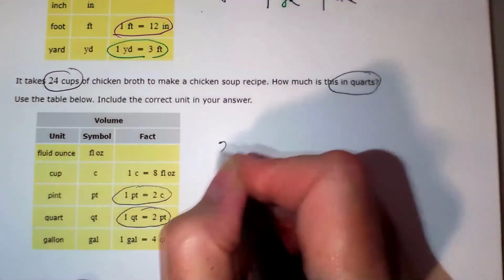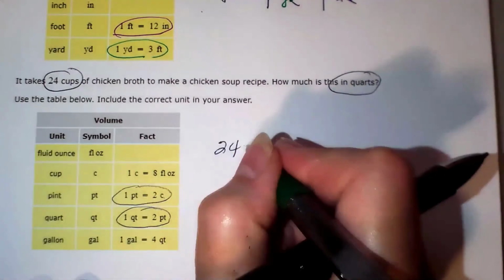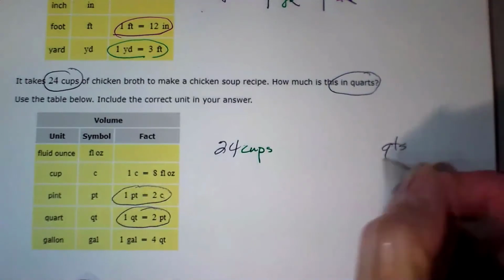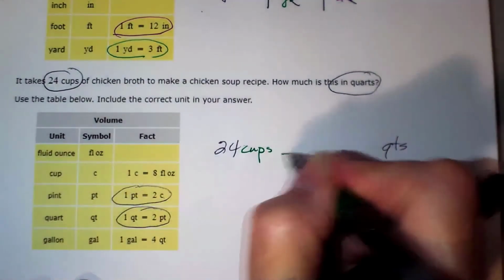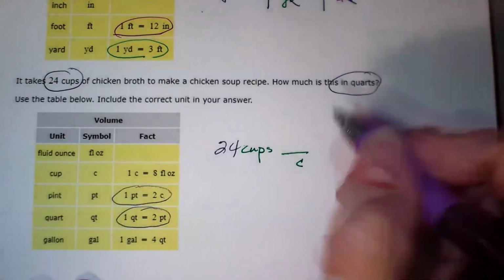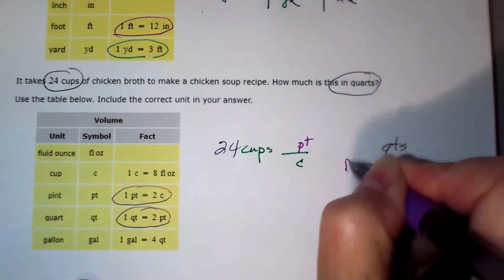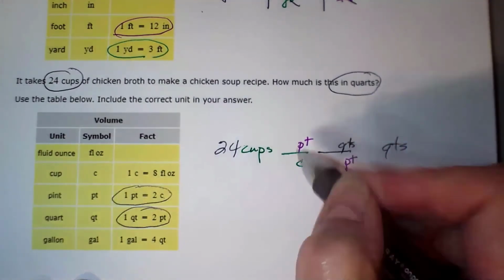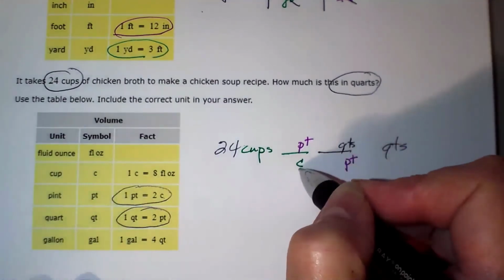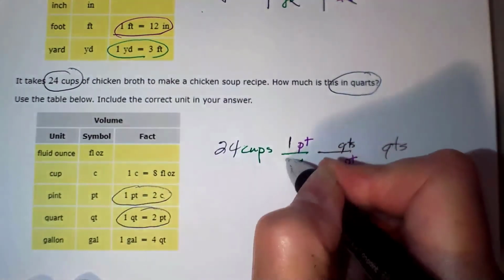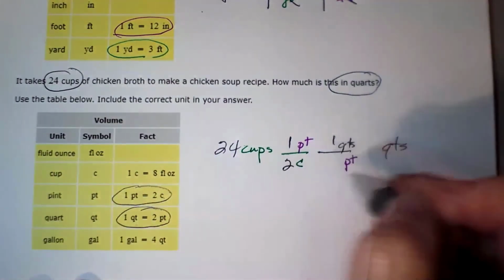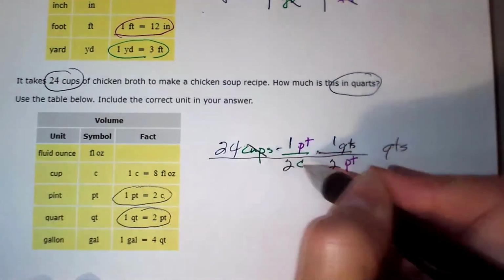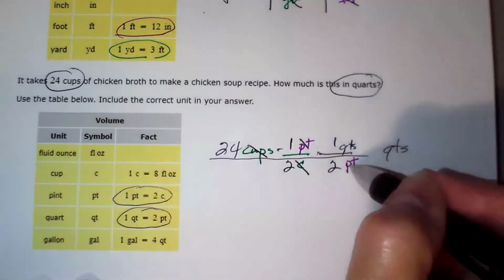So I'm going from 24 cups to some amount of quarts. So I'm going to put cups here and pints here. Then pints goes in the denominator so it can cancel to quarts in the numerator. And I have 1 pint is 2 cups, 1 quart is 2 pints. So I'm going to multiply straight across. I'm going to cancel ahead of time. Cups cancels cups, pints cancels pints.